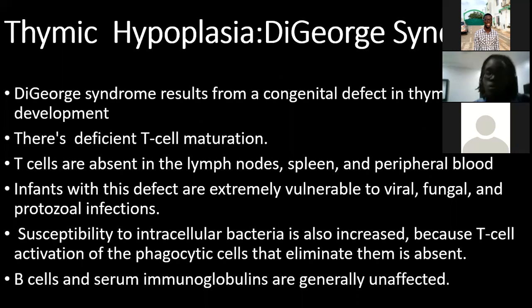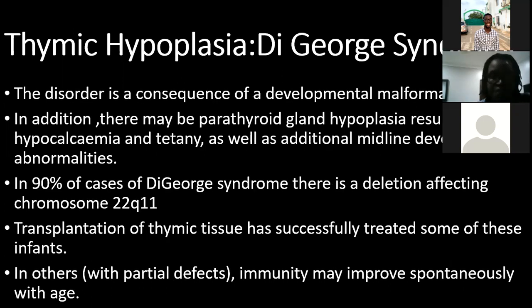And also, because the T cells help the B cells to produce antibody, you can also have some susceptibility to bacteria. But because your B cells are intact, you are able to produce antibody against the bacteria. And there's a problem on chromosome 22. There's a deletion of chromosome 22, long arm band 11. So that deletion leads to all these problems.